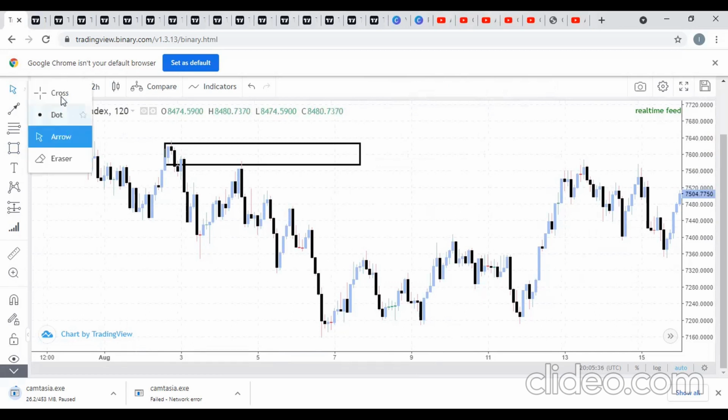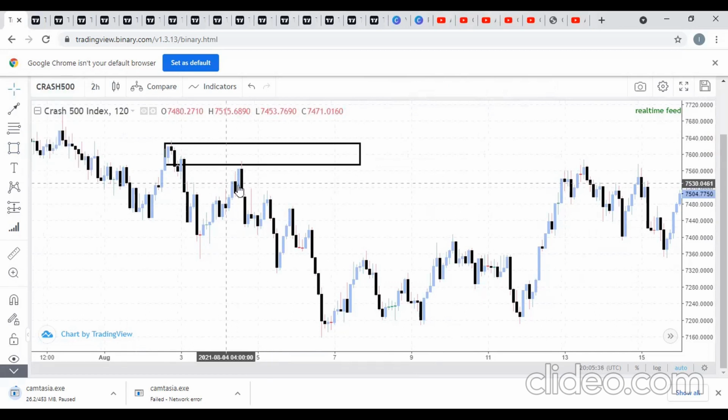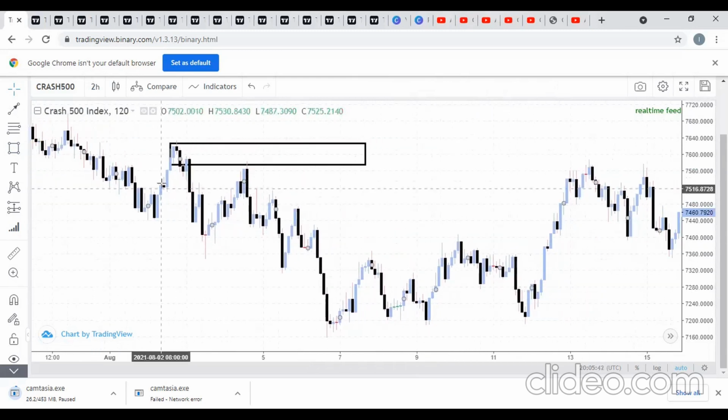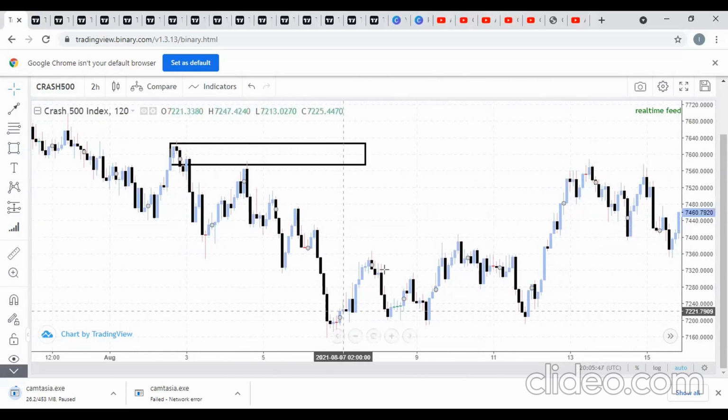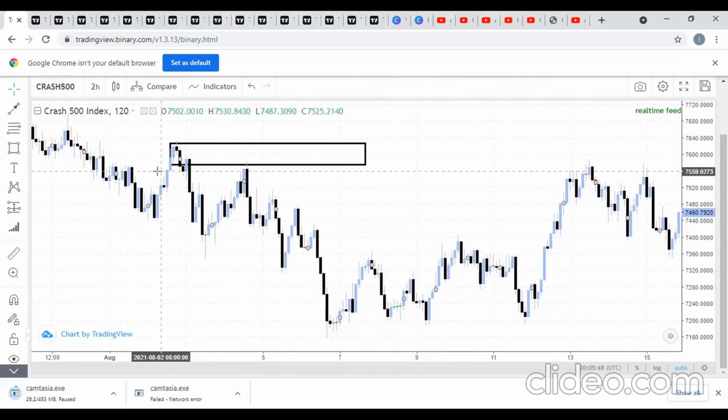Price came into the region and went lower. Now, this particular region is what we call a supply region. You can see that price went back, a sharp rally, a base, and a sharp drop.